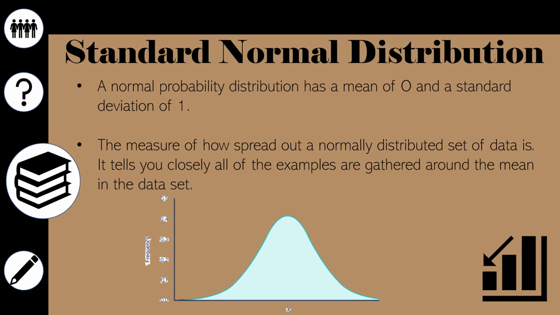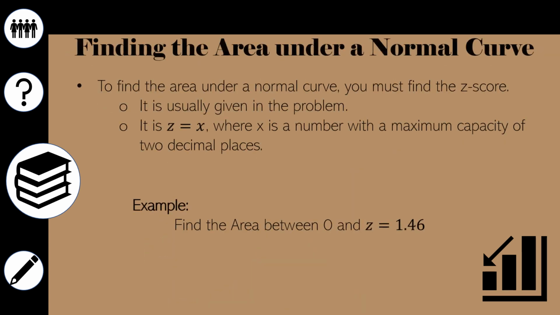Now, how to find the area of a normal curve? Well, you must find its z-score first. How to find that z-score? Well, it is usually given in a problem. And it represents the numbers of 1 to 4.